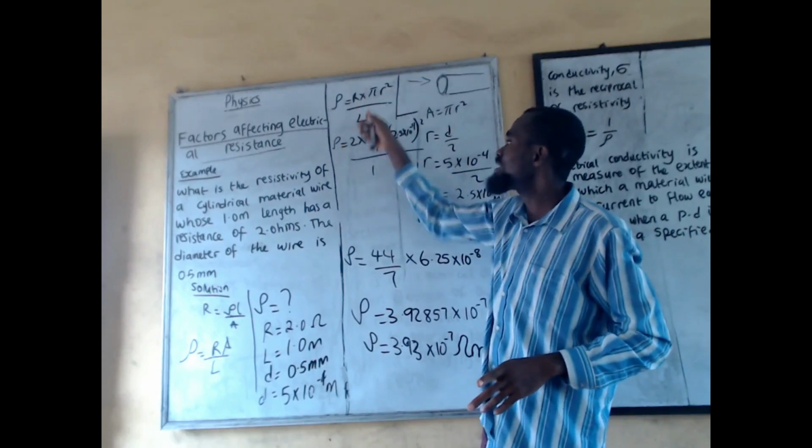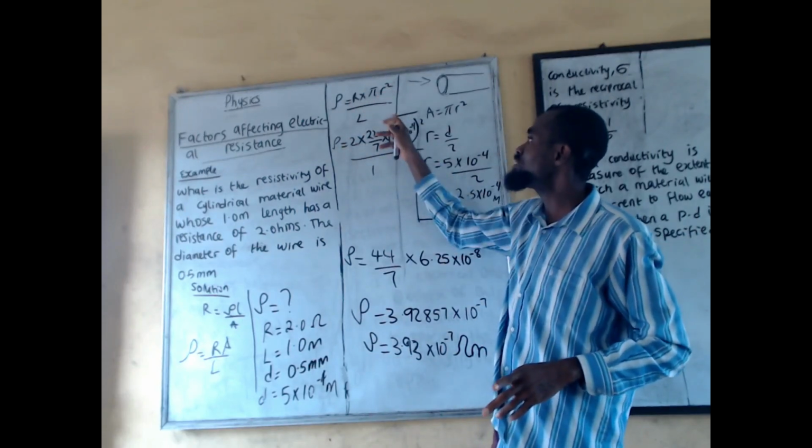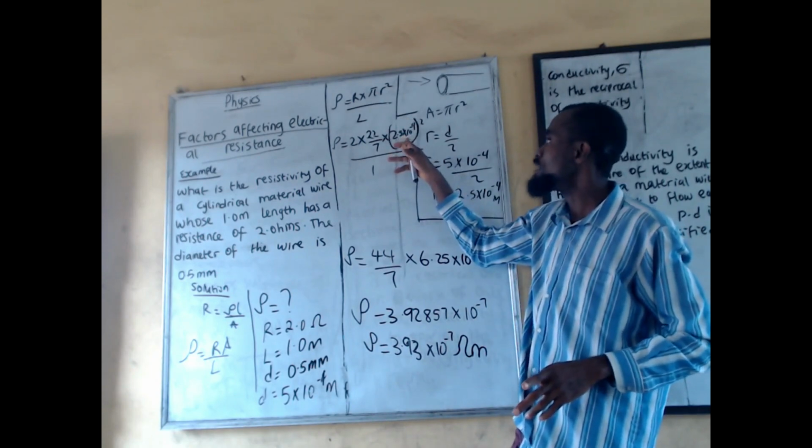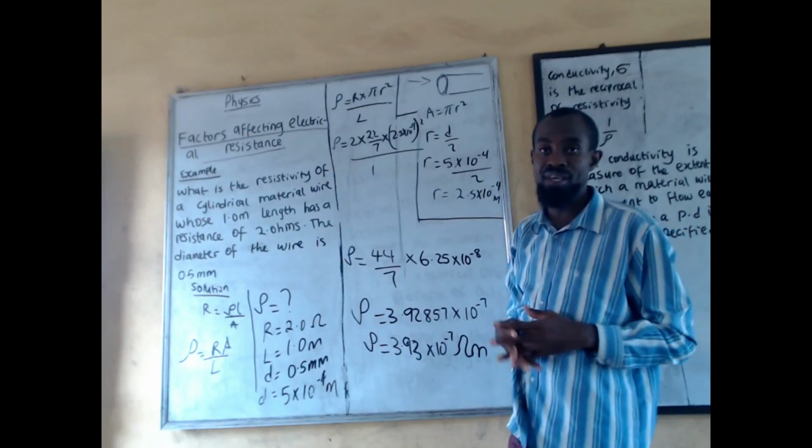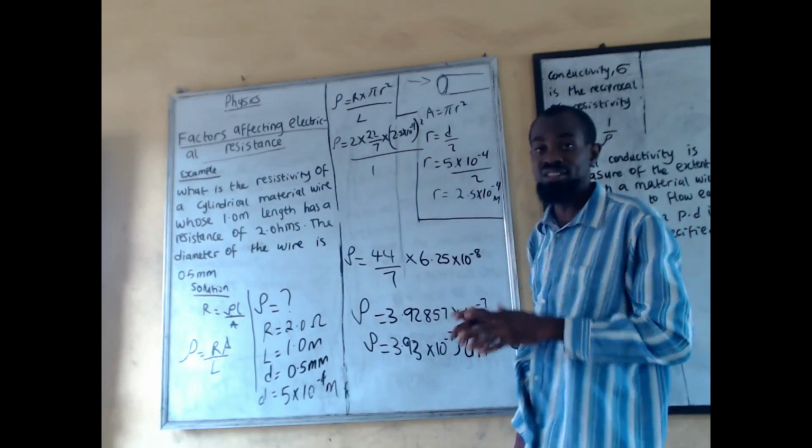r was this. Pi is 22/7. And r, which is carrying the square, this value was the value for r. Because it was carrying the square, I had to place brackets. Squaring it, you arrive at this in standard form.